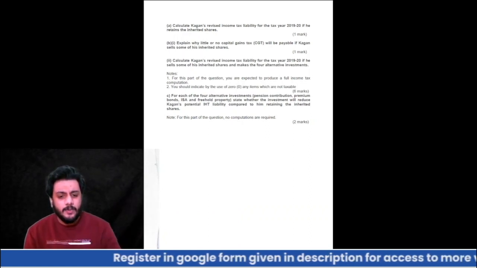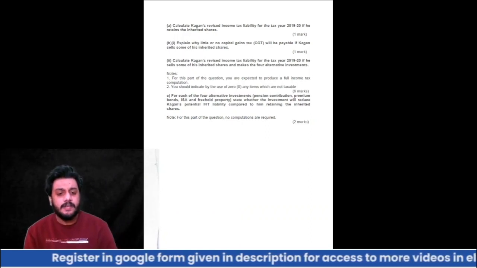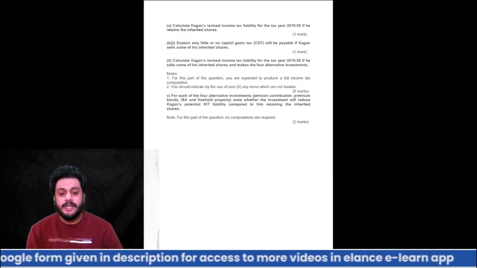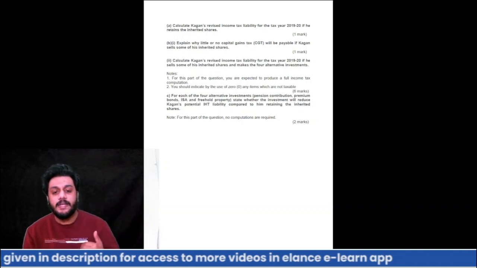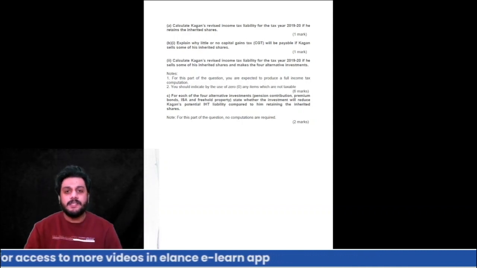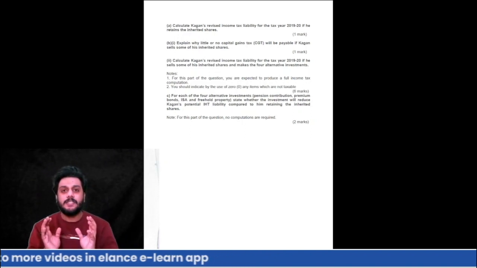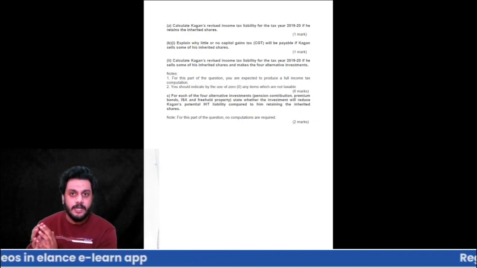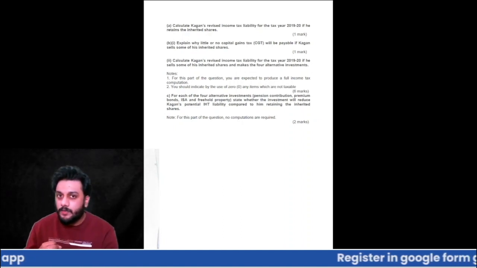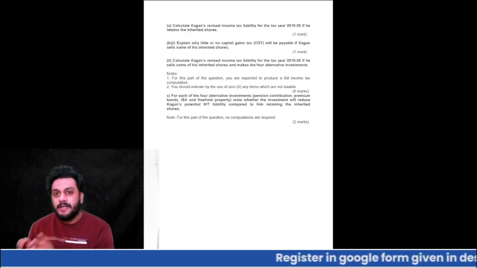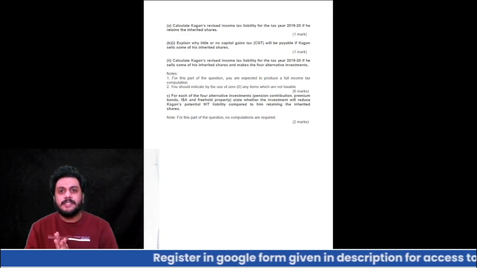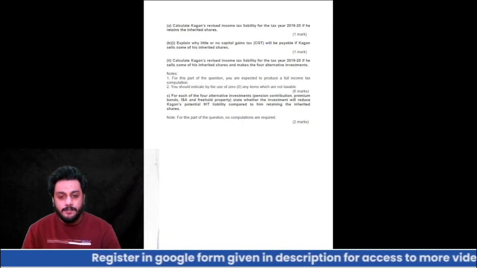And the last requirement is, for each of the four alternative investments, state whether the investment will reduce Kagan's potential IHT liability compared to him retaining the inherited shares. So by reading this requirement, I notice that it is not a question pertaining exclusively to a particular type of tax. It has some part of inheritance tax, it has some part of capital gains tax, but the majority has the income tax part as well. All right. So let's solve one by one.